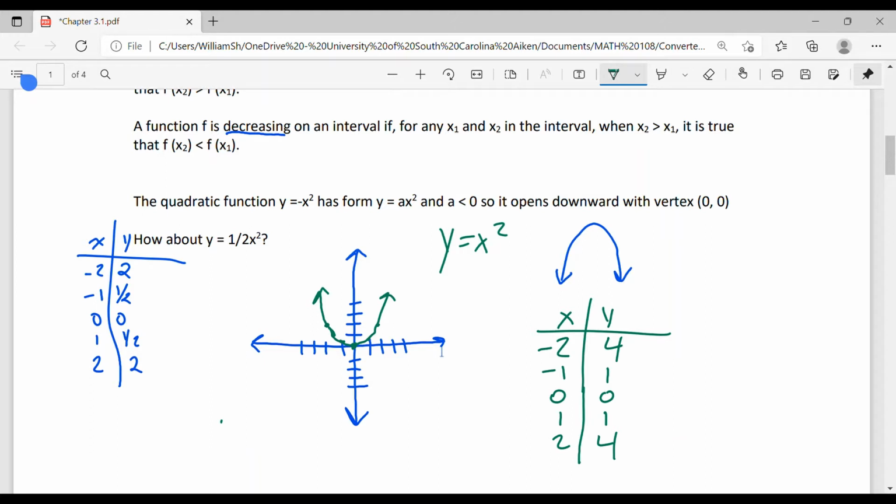And we'll get into that more throughout the rest of chapter 3. So let's ease on to the next one.